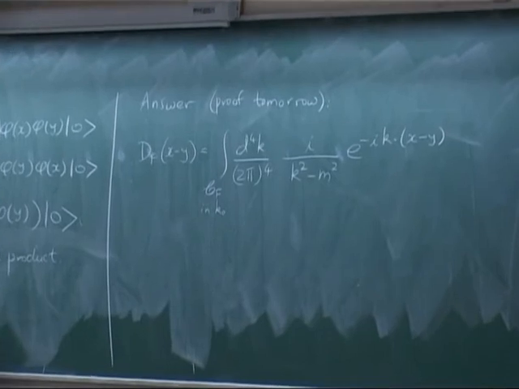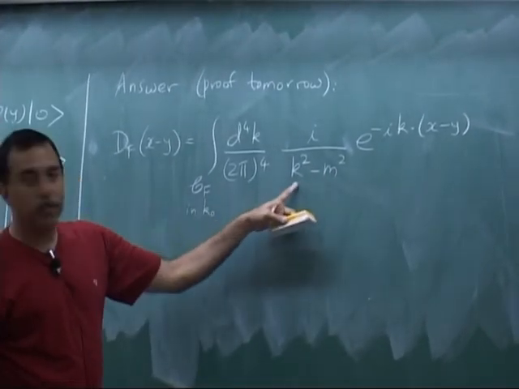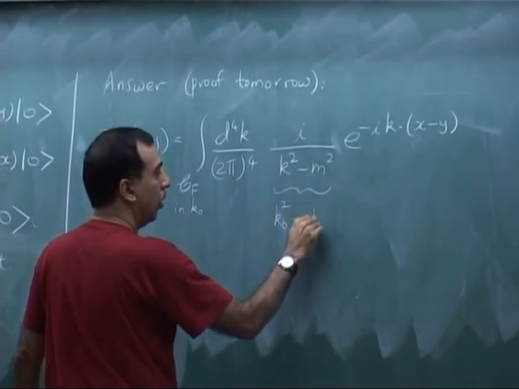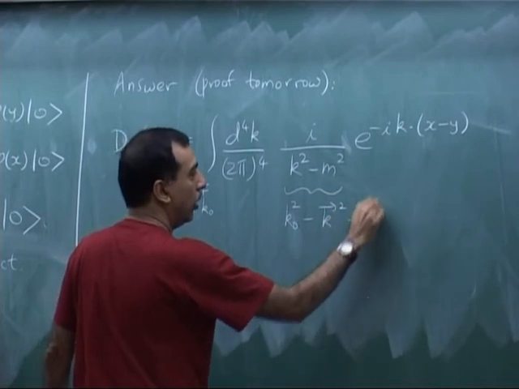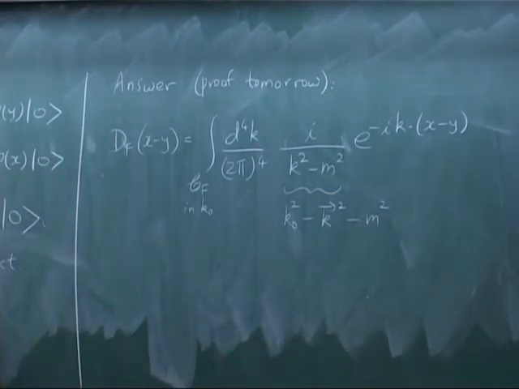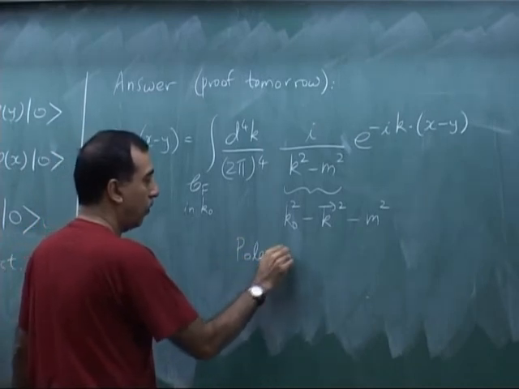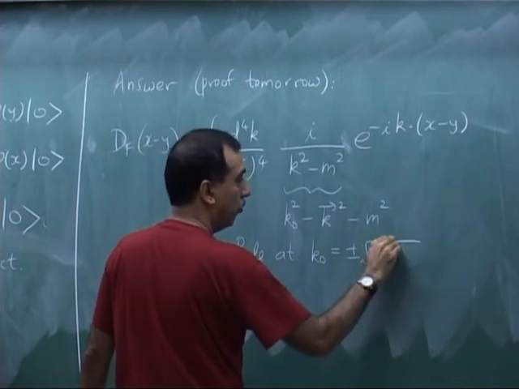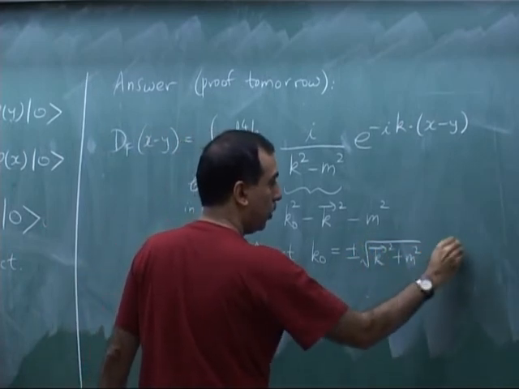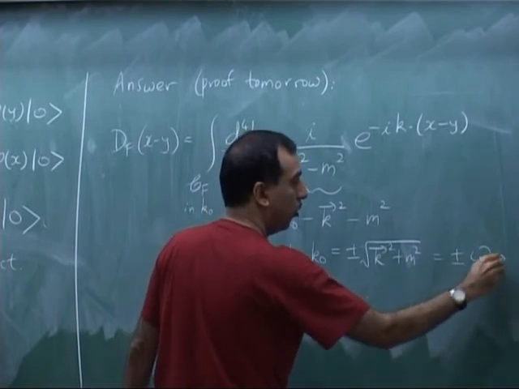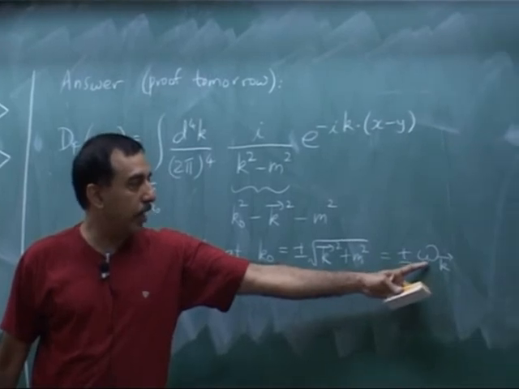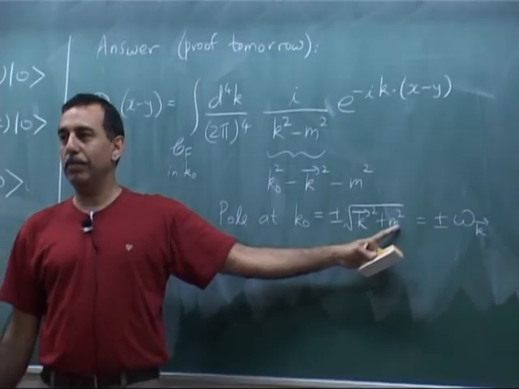Basically what will happen is that, you see, this is an expression with a pole. So let's write out this expression. It is k0 squared minus k vector squared minus m squared. So it has a pole at k0 equals plus and minus square root of k squared plus m squared, which is the same as plus and minus omega k. So here, just to be very clear, you should always think of omega k as the value square root of k squared plus m squared.